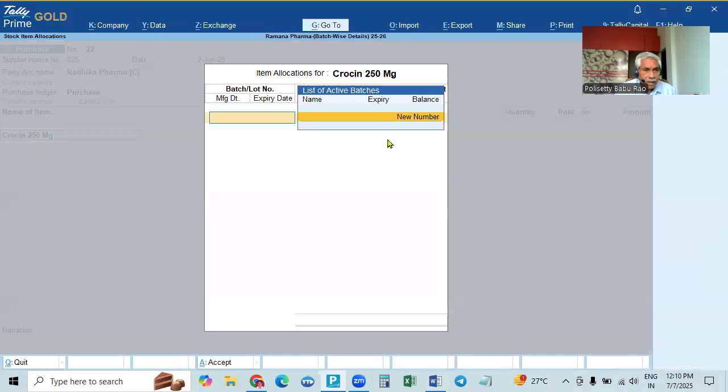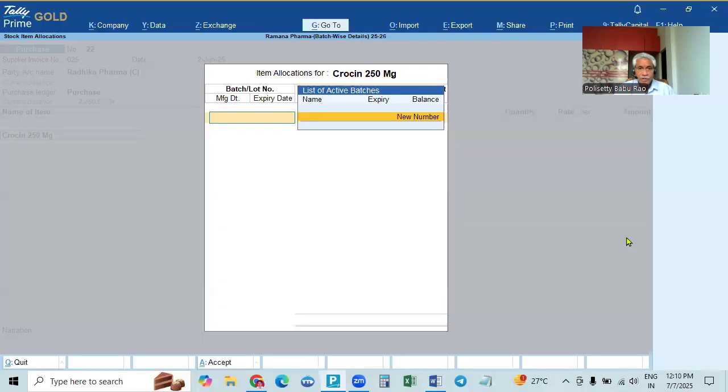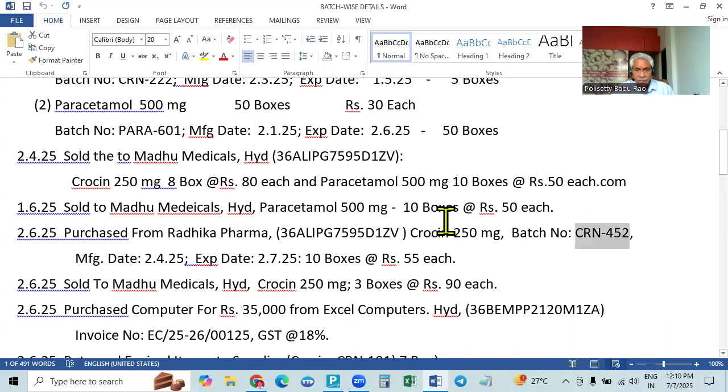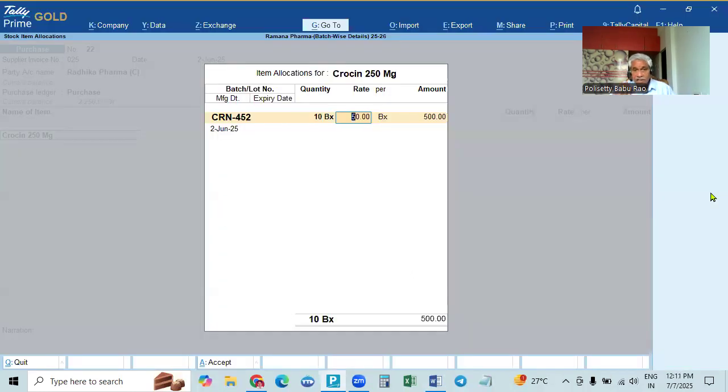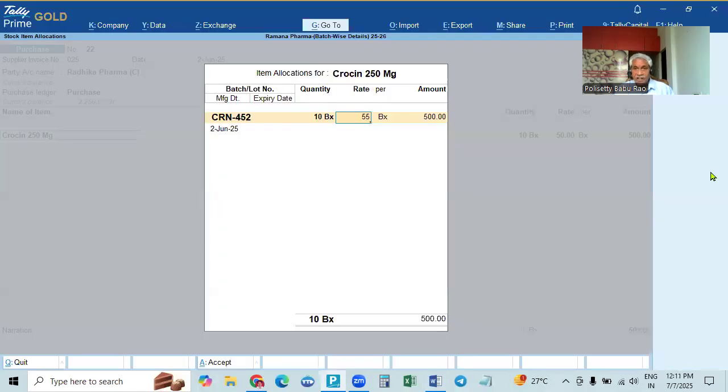Now, a new number we have to take. What is the new number? CR 452. So click this, CRN 452. And what is the quantity purchased? We purchased 10 boxes. Each was taking 50, but now we purchase for 55, because this is a different supplier.